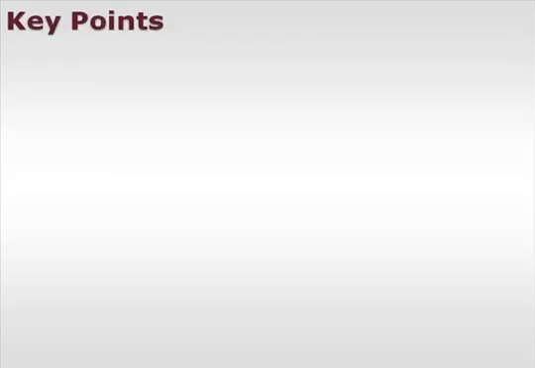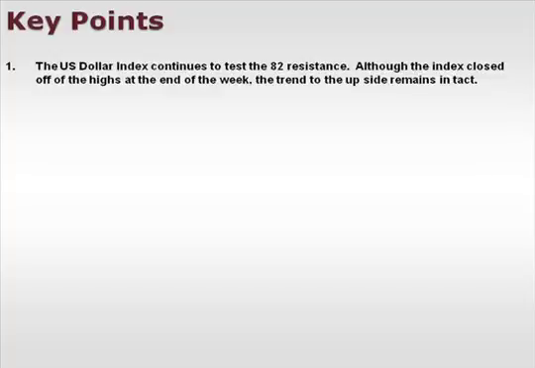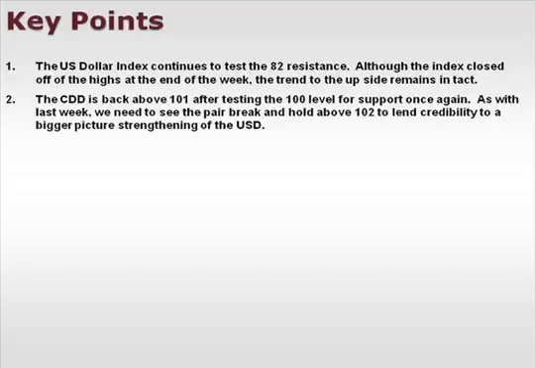Let's take a look at a few of our key points. First of all, the US dollar index continues to test the 82 resistance. Although the index closed off of the highs at the end of last week, the trend to the upside remains intact. The CDD is back above 101 after testing the 100 level support once again. As with last week, we need to see the pair break and hold above 102 to lend credibility to a bigger picture strengthening of the US dollar against the Canadian dollar.